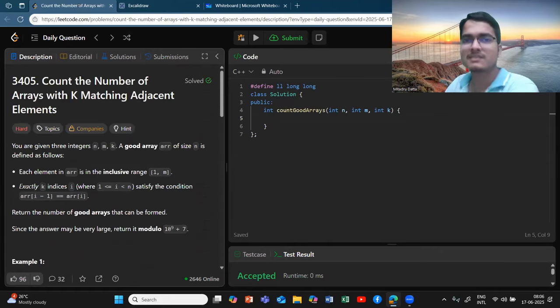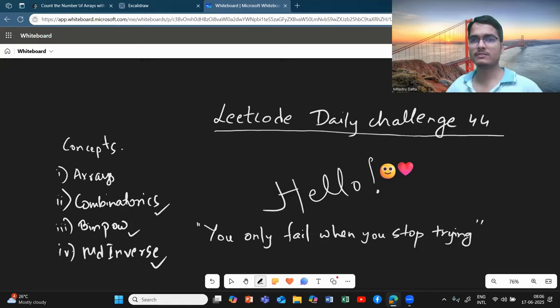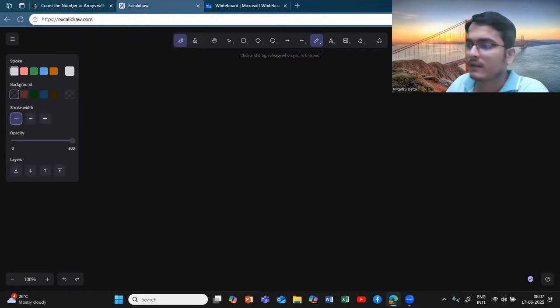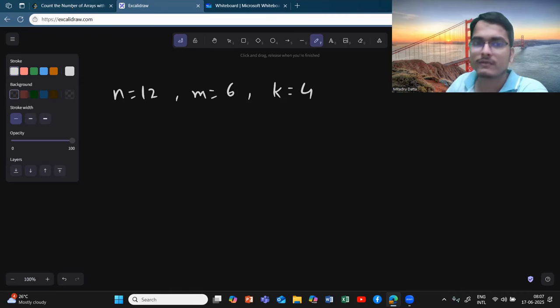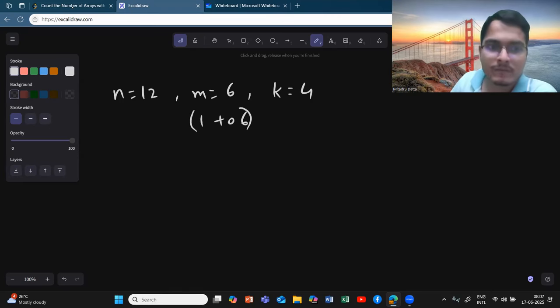So let's try to take a good example, and let's say we take an example which is n equals to 12, m equals to 6, and let's say k equal to 4. Okay, let's say 4. So we have a 12 length array, and we can fill numbers from 1 to 6. Okay, first of all, this much is clear. So let me draw a 12 length array.